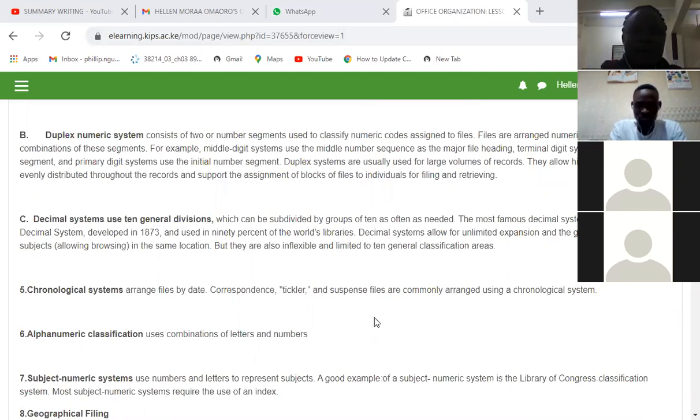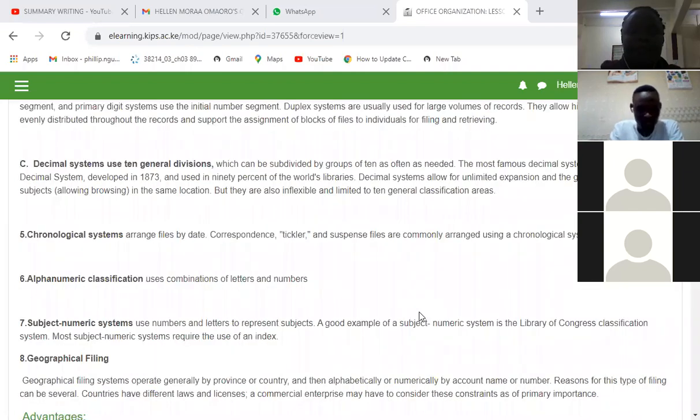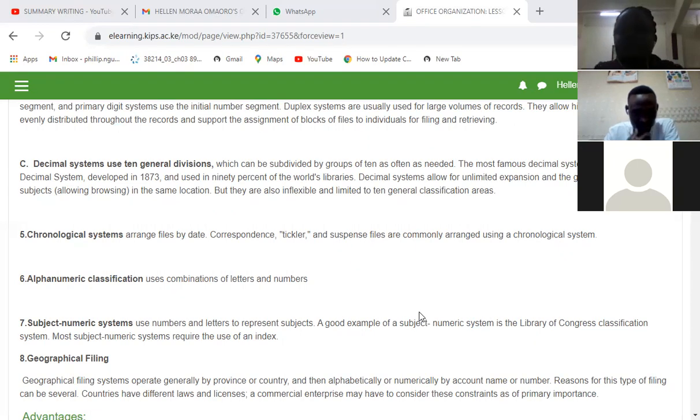Geographical filing, what does that mean? Just unmute yourself if you want to answer that question. Arranged, divided according to places and origin. Good. So you file the documents according to the place of origin. Where did they come from? It can be the area, a town, a province, or a county. So you arrange the documents according to where you have received them from.